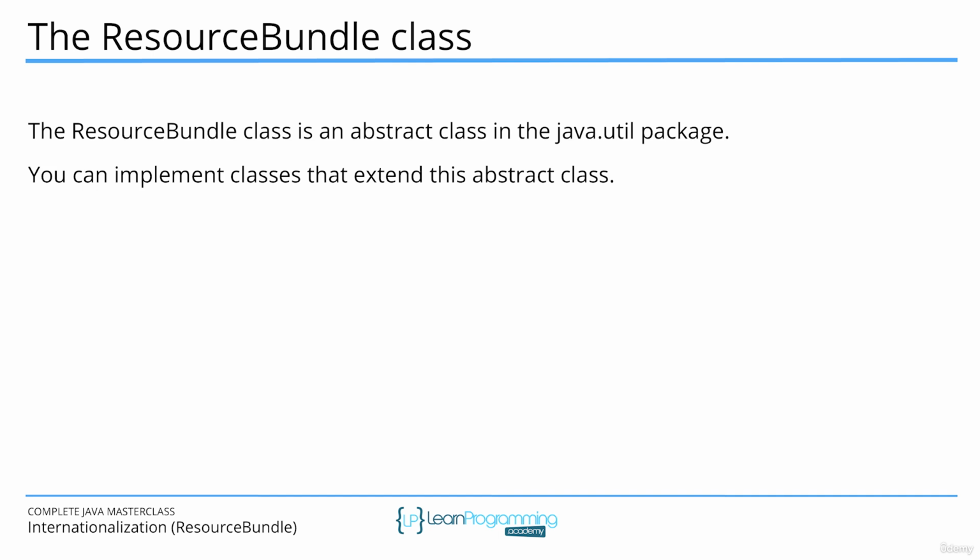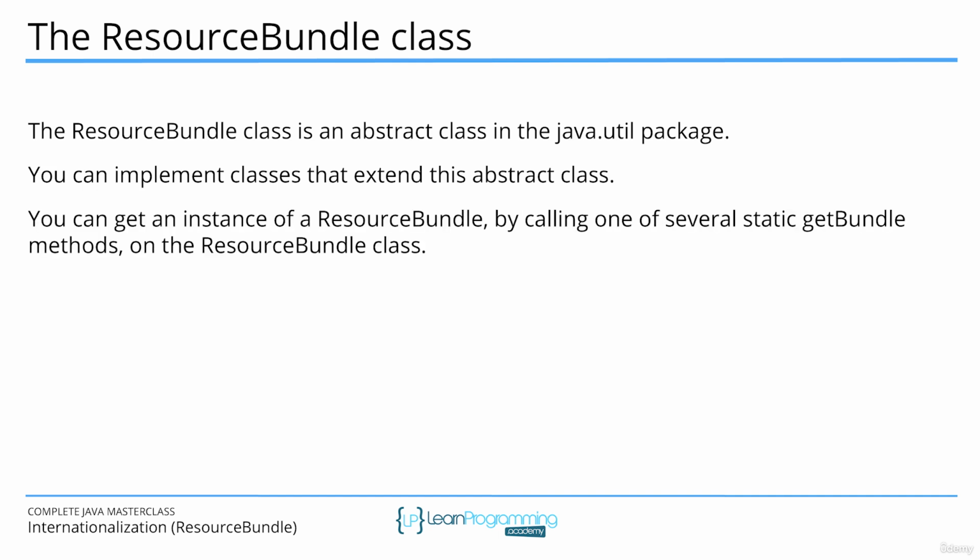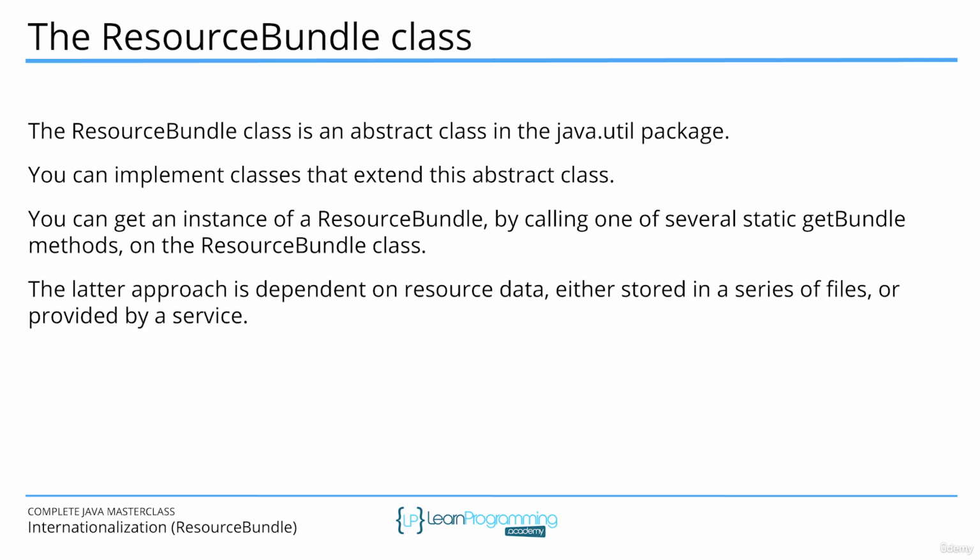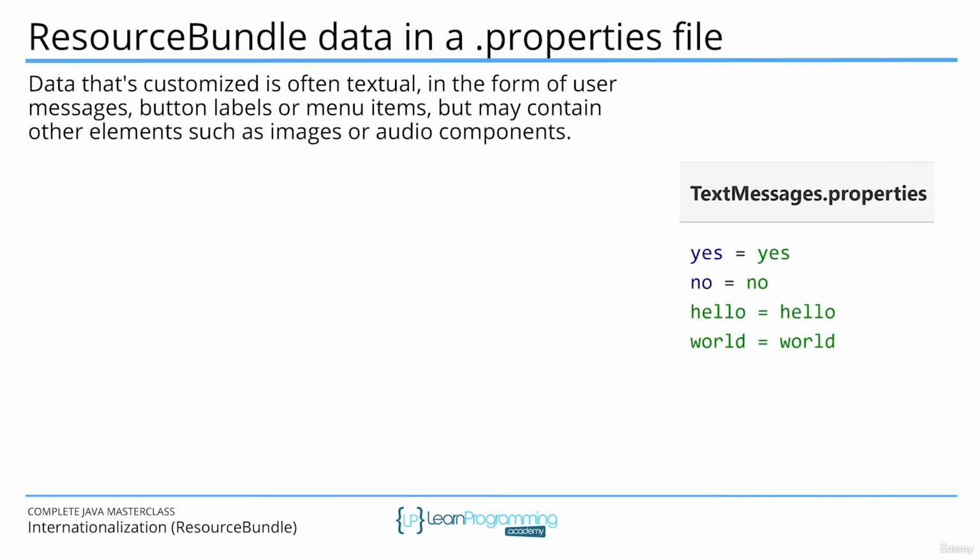You can implement classes that extend this abstract class, or you can get an instance of a resource bundle by calling one of several static getBundle methods on the ResourceBundle class. The latter approach is dependent on resource data, either stored in a series of files or provided by a service. Data that's customized is often textual in the form of user messages, button labels or menu items, but may contain other elements such as images or audio components.